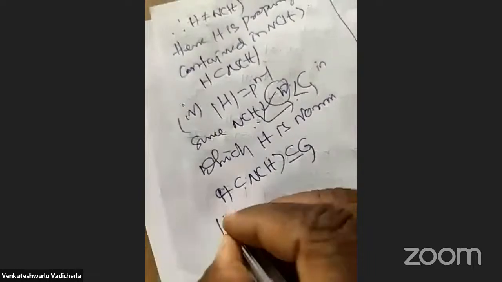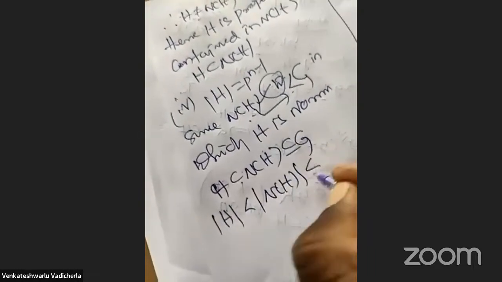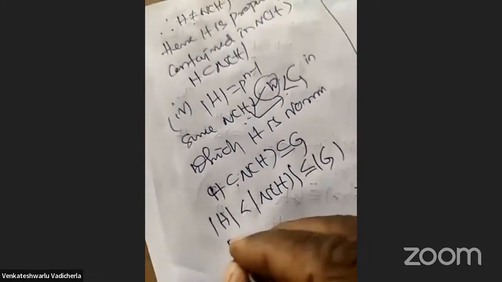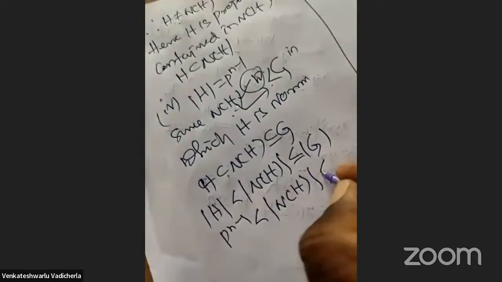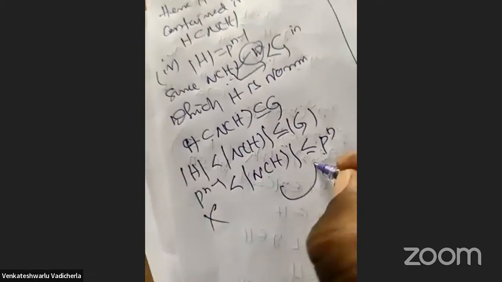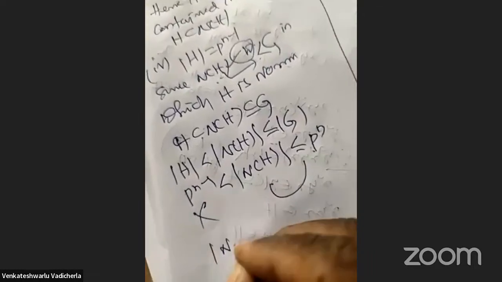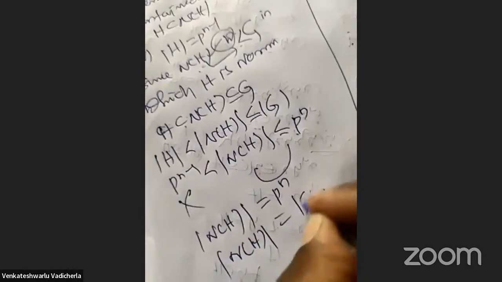So, taking the order on both sides, order of H is less than or equal to order of N of H, which is less than or equal to order G. This is the order: p power of n minus 1 is less than the order of N of H, which is less than or equal to p power of n. So the group order G is equal to p power of n. This is not 100% equal, but this must be equal. The order of N of H is equal to p power of n, equal to the group order G.